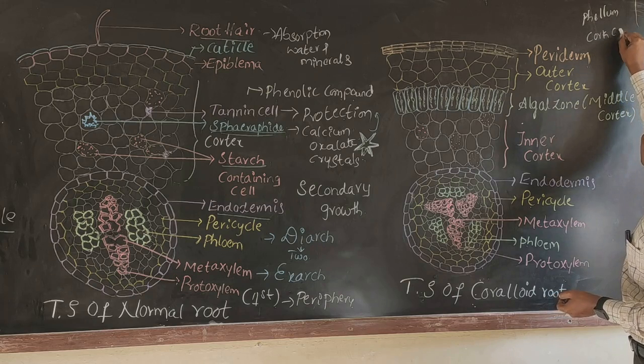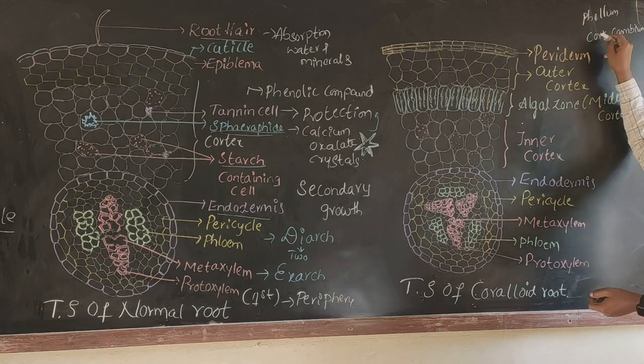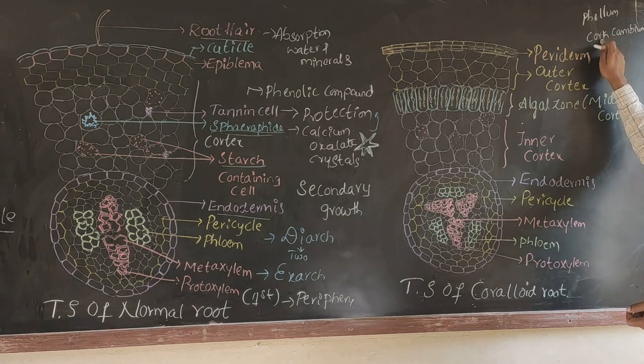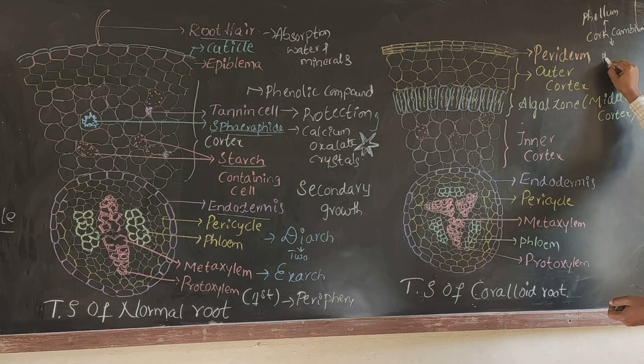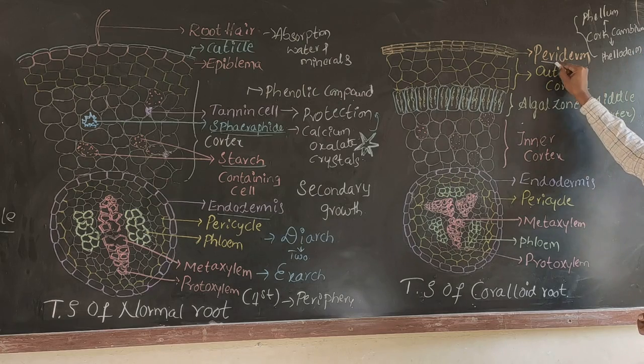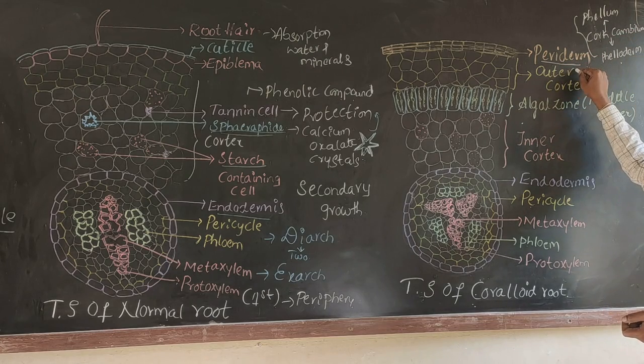Cork cambium. In the cortical region, cork cambium is produced. This cork cambium produces phellem towards the outer side, and towards the inner side, it produces phelloderm. These three together are called periderm.